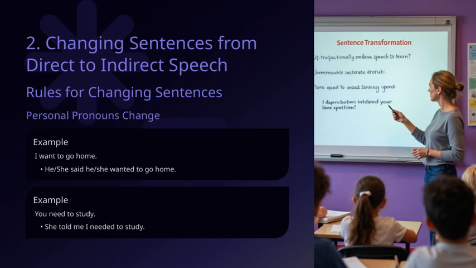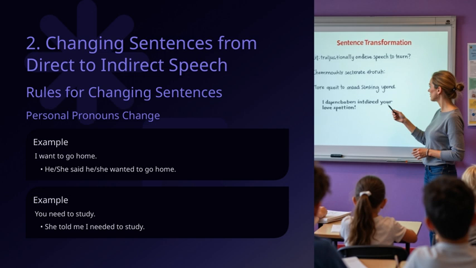Now, let's look at an example. She told me I needed to study. When we convert this from direct to indirect speech, it becomes you need to study. Notice how the sentence shifts from a statement made by someone else to a reported version. This process is important because it helps us relay information accurately when we're talking about what others have said.